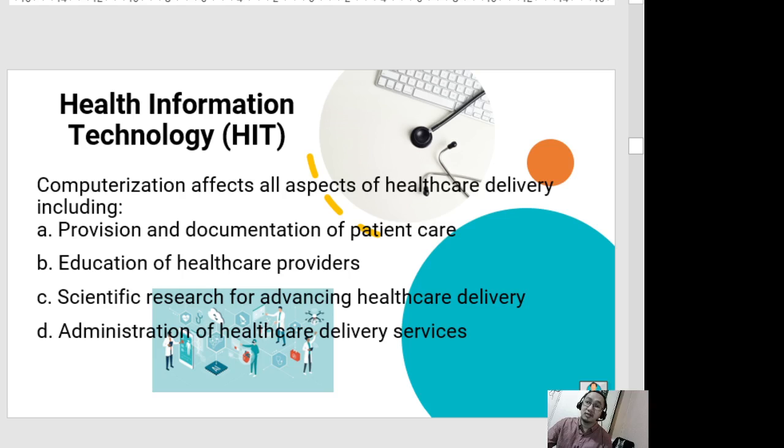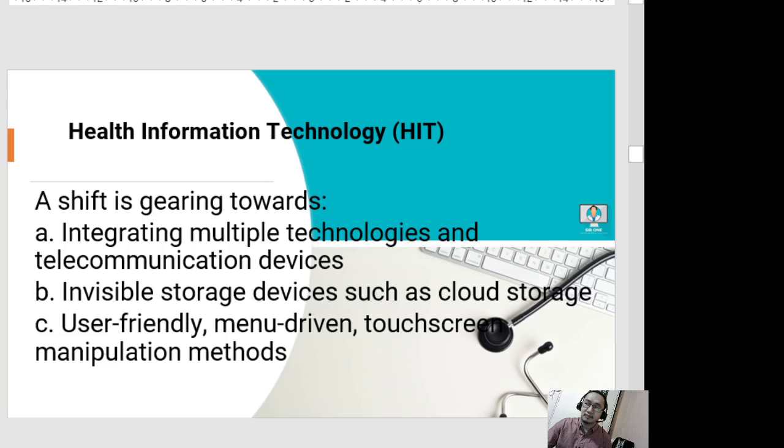Throughout the discussion of this course, in this playlist, we are going to study the different applications of health information technology or nursing informatics in our profession. Health information technology is also a shift geared towards the integration of multiple technologies and telecommunication devices in our profession.